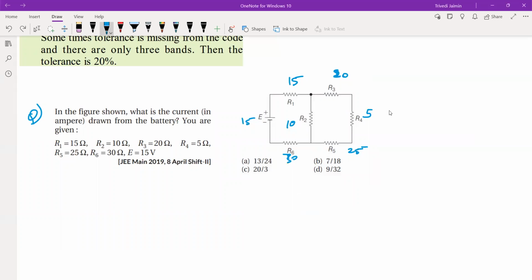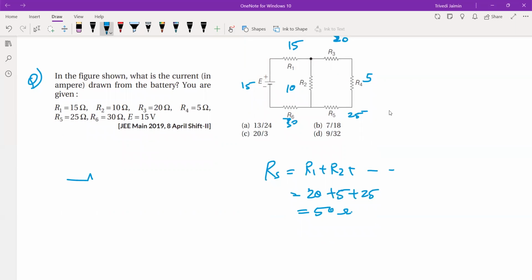You know the series formula, right? R equals R1 plus R2 plus so on. So here, instead of R1, we have R3, R4, R5. So 20 plus 5 plus 25, which is 50 ohm. So if I continue with drawing the new circuit, Vishwanath, you can solve, finish it and get me the answer. Those who don't know, see here. We are doing it.